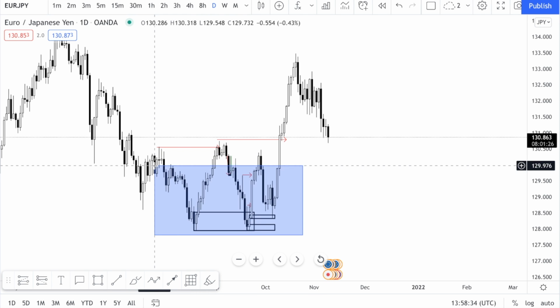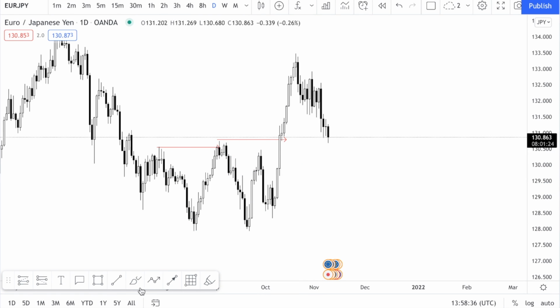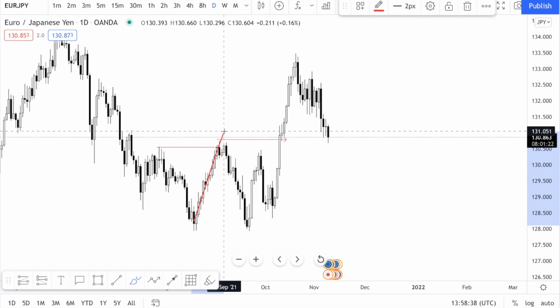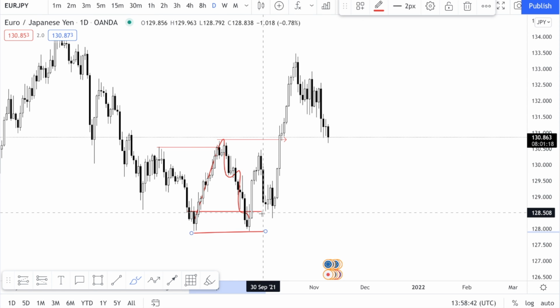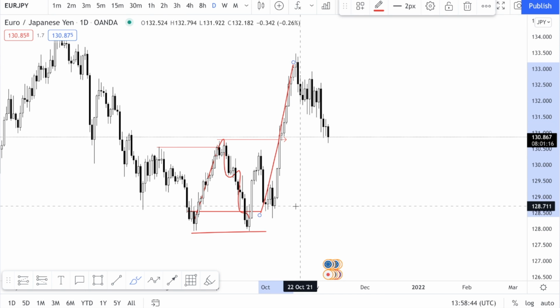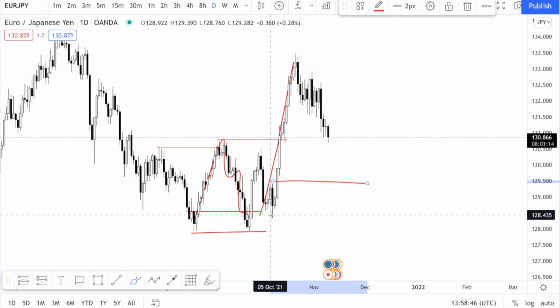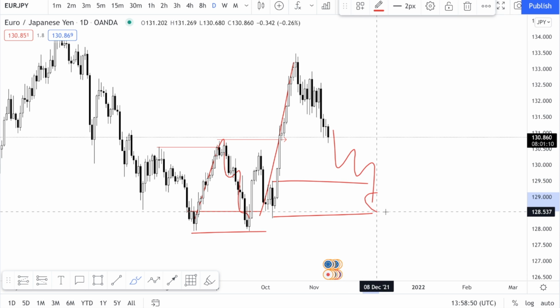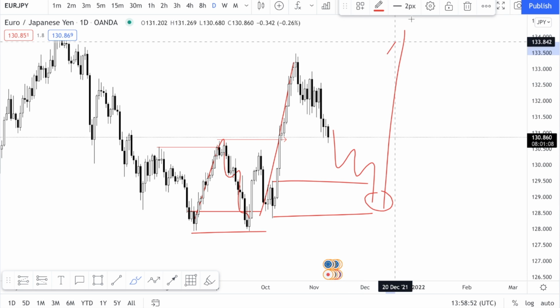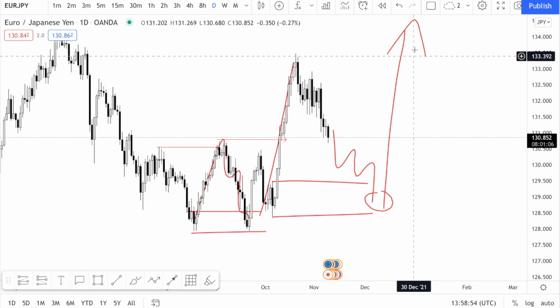So what's actually happened? Price broke structure, came back to mitigate demand. Now price broke structure again, and we've got our demand here. So all we're expecting now is price to come back into demand and then look to catch that next leg up on the daily. So that's it.